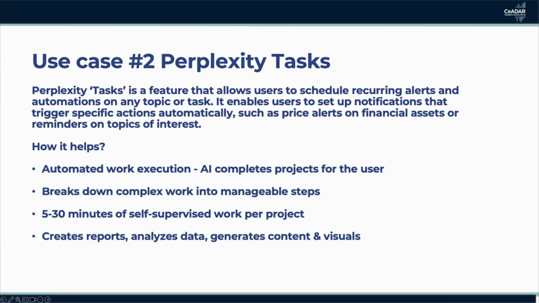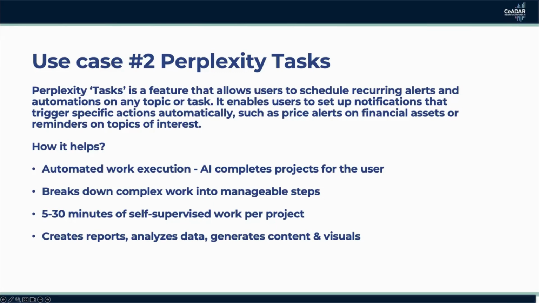An analogy I would use is, think of it as your personal automation assistant. This tasks feature allows us to schedule recurring alerts and automations on any topic or task we want to accomplish with a typical LLM. So we can set up notifications that trigger specific actions automatically. I could set up a price alert so that I can track specific products, or reminders on topics of interest in my industry. But this is where I think it gets really interesting, which is the real power of tasks is automated work execution. The AI doesn't just notify us, it actually completes projects for us.